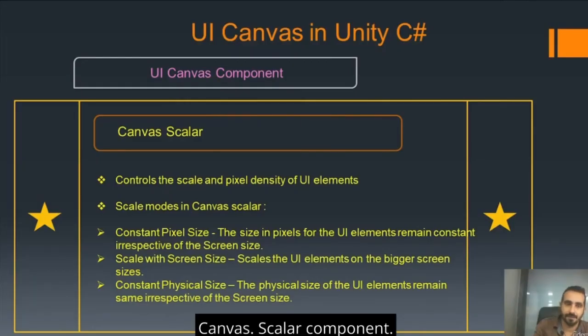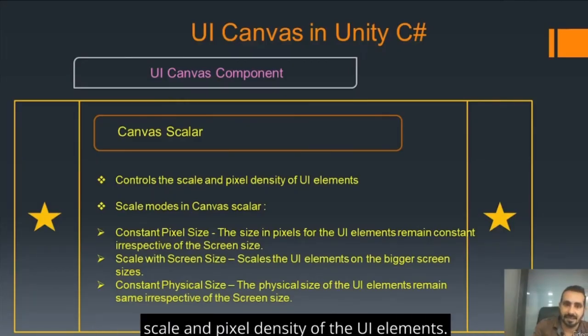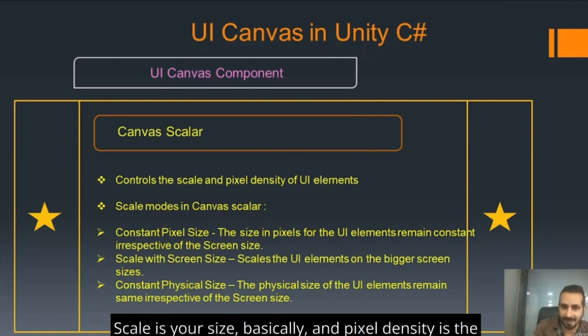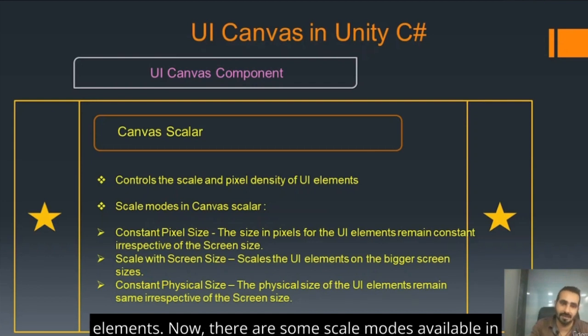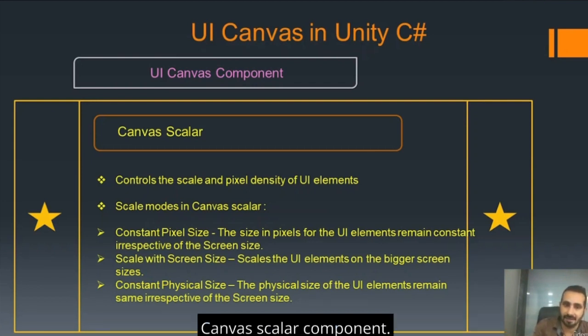Canvas scaler component. It simply controls the scale and pixel density of the UI elements. Scale is your size and pixel density is the number of pixels in the given area, basically, for the UI elements. Now there are some scale modes available in the canvas scaler component.